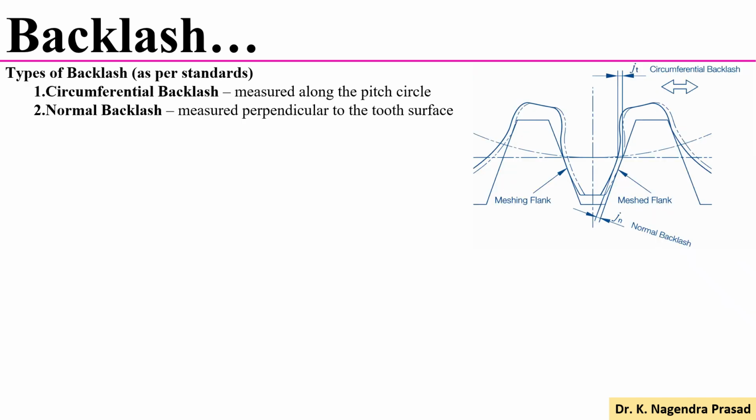There are two types of backlash that exist between the mating teeth. One is the circumferential backlash. It is measured along the pitch circle. And the second one is the normal backlash. A normal backlash is measured perpendicular to the tooth surface.